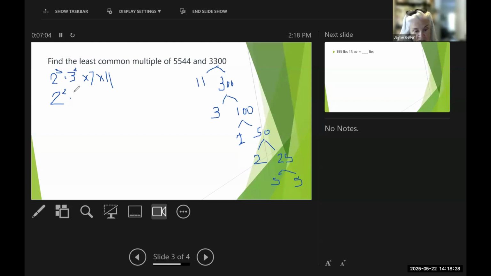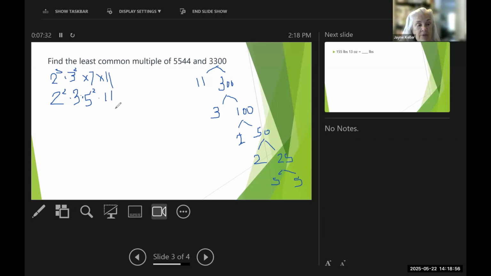So 2 squared and then 3 and then 5 squared. Oh my gosh, I'm so sorry. Let me see if I can. Oops, wrong one. Try that again. 5. Ugh. It's like some people can use an Etch-a-Sketch and make really beautiful drawings, but I'm not one. Okay, 2 squared times 3 times 5 squared times 11.